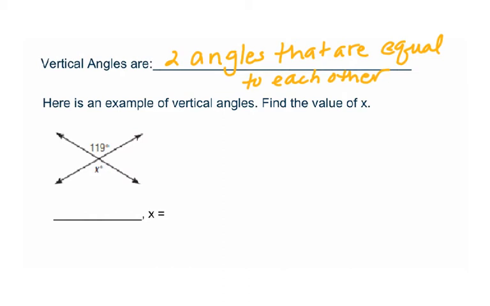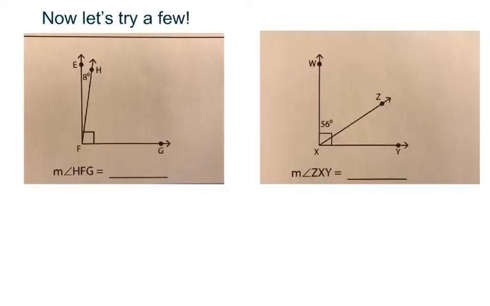Now this one doesn't have much of an equation, and we will get to some that have an equation where you have to solve for x, but this is basically going to say your equation that you would write here is x equals 119. These are the same because they are vertical angles, so they're equal to each other. So there's not much work to do on this particular one. You just need to know that x is equal to 119.